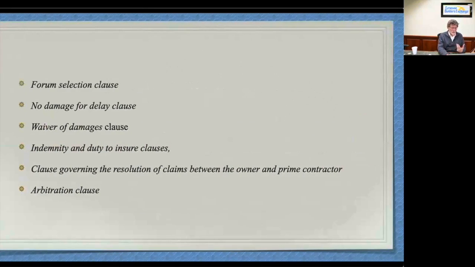So things that are typically not within the scope of one of these general incorporation or general flow-down clauses are things like forum selection, where the lawsuit's going to be, okay? A no-damage-for-delay clause might not flow down. A waiver of damages clause. Indemnity agreements might not flow down. Always have an indemnity clause, by the way. Arbitration will not typically flow down. So you see there's chinks in that armor. GCs and primes often tend to overstate what it is that a flow-down clause does.